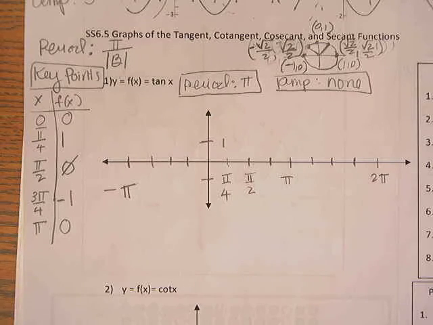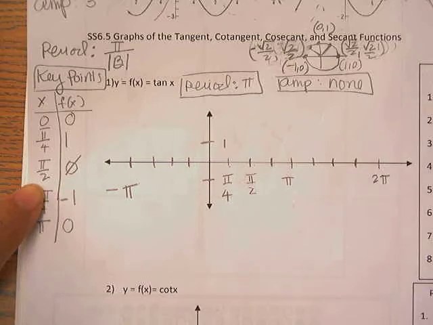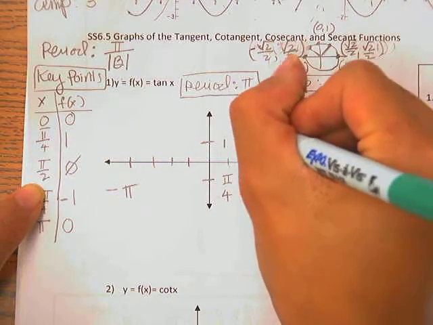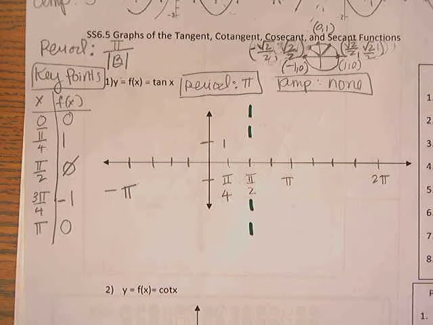So the first asymptote I'm going to have is at pi over 2. It's undefined. Anytime you have an undefined, it's also an asymptote. Remember what x cannot be. So now we're just going to go plot our dots. Neatly and very clearly plot your dots.